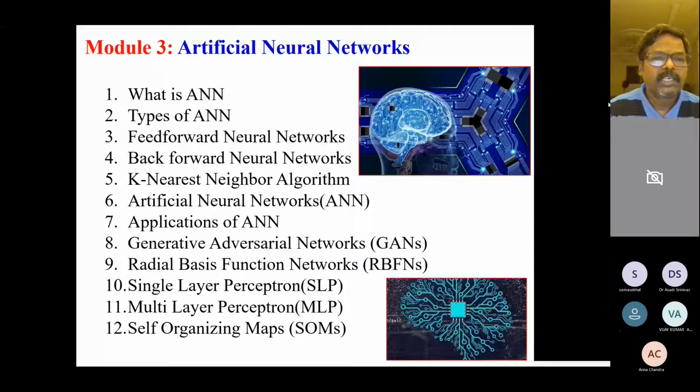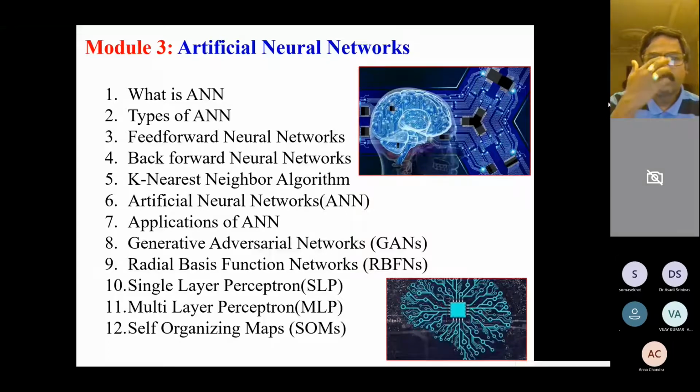What is meant by artificial neural networks? What are the types of artificial neural networks? Feed forward neural networks, back forward neural networks, K nearest neighbor algorithm, and artificial neural network, applications of artificial neural networks, generative adversarial networks, that is called GAN, radial basis function networks, single layer perceptron, multi-layer perceptron, self-organizing maps, etc.